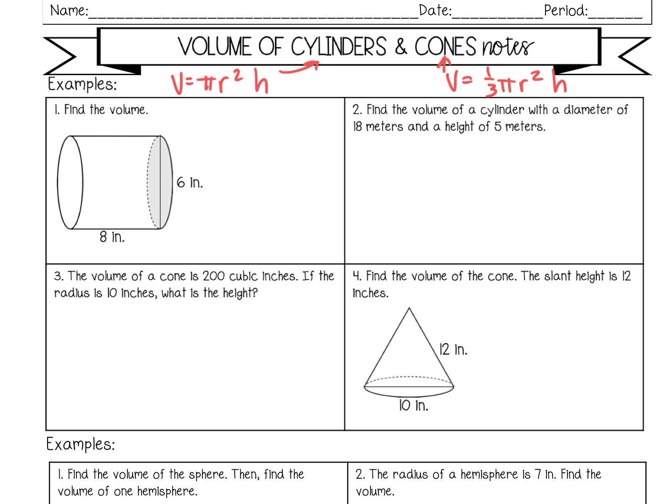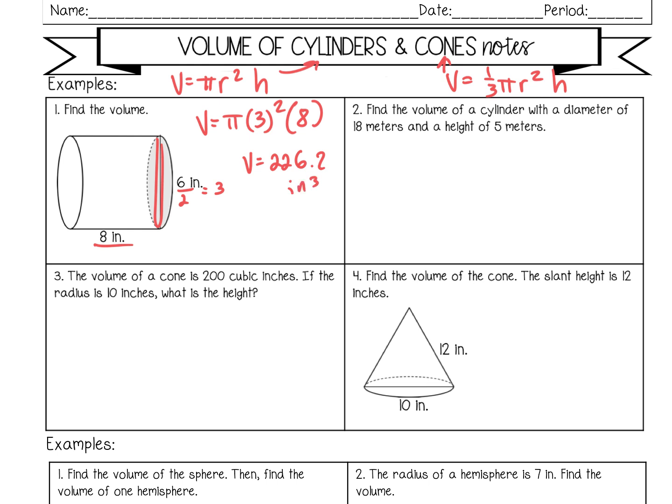In this case, we have the cylinder right here. So keep in mind this 6 is the diameter, so we're going to have to do 6 divided by 2 to get the radius of 3. And our height is 8. So our volume is pi 3 squared times 8. And that's going to give us a volume of 226.2 inches cubed.